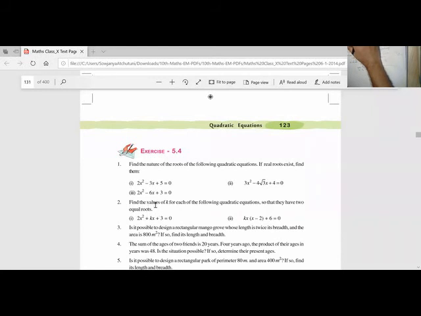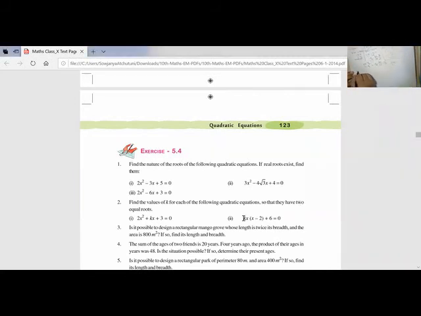Let's see this. Find the values of k for each of the following equations so that they have two equal roots. Two equal roots we understood: b square minus 4ac, the right hand side is 0. When the right hand side is 0, we will have equal roots. So b square minus 4ac is 0. Let us find for this.